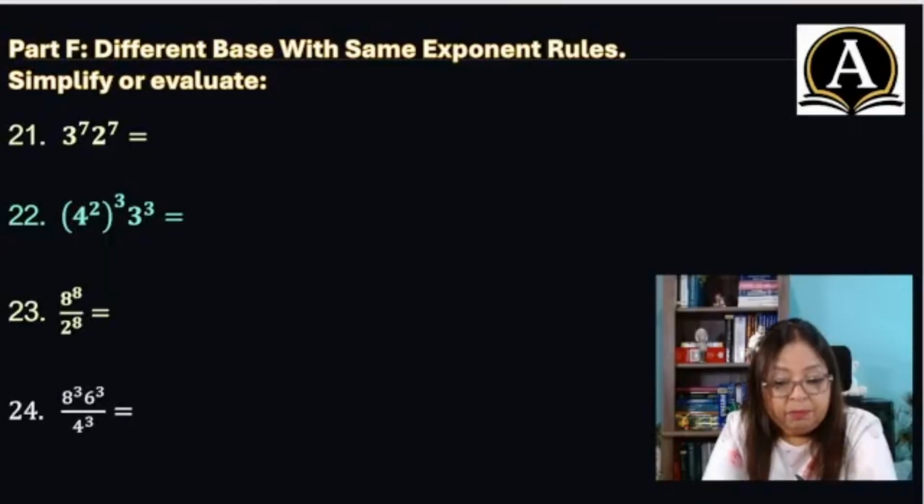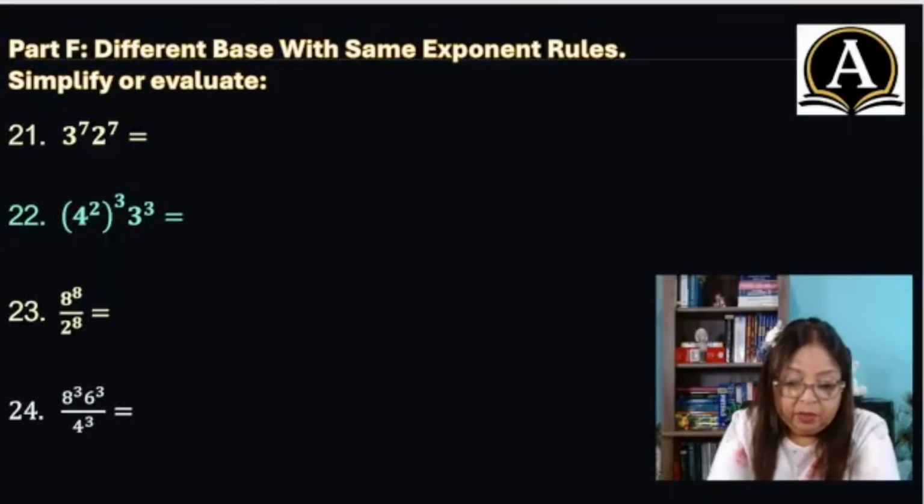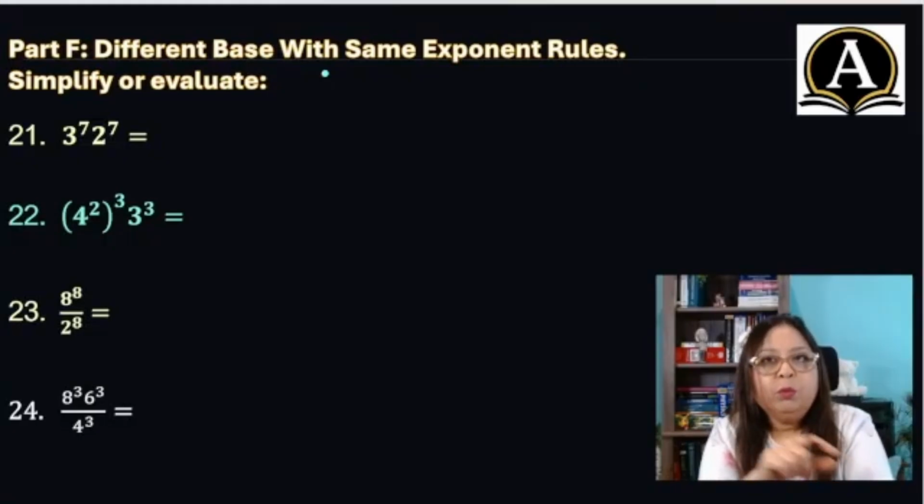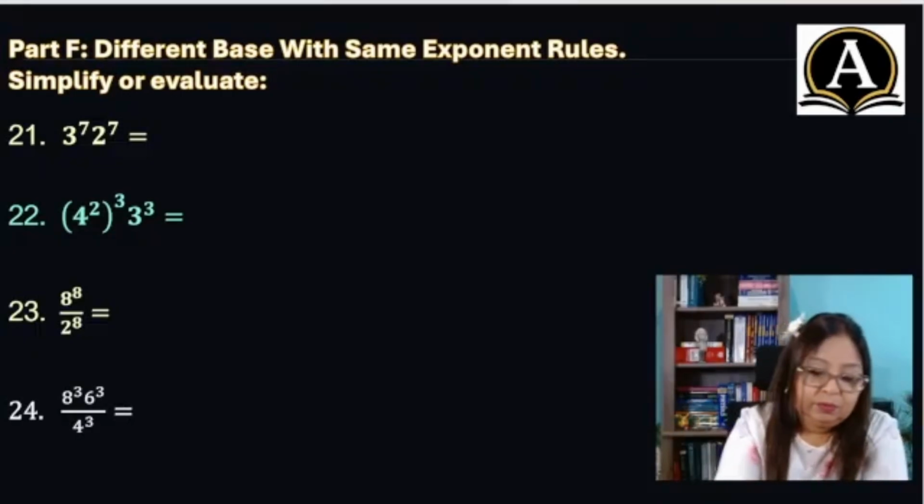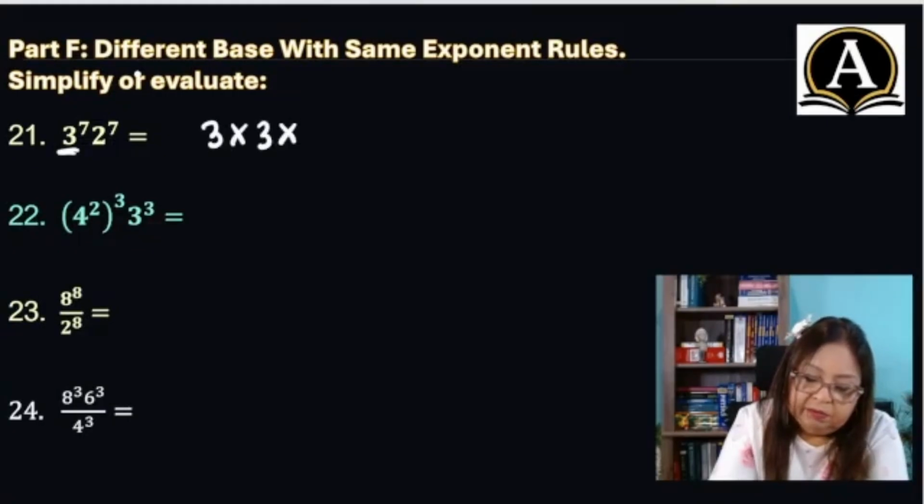Different bases with same exponent rules. Okay. So here you go. Let me work out one of these completely, so the logic for the rule makes sense for you. So 3 to the power 7. I would write that as 3 multiplied by itself 7 times.